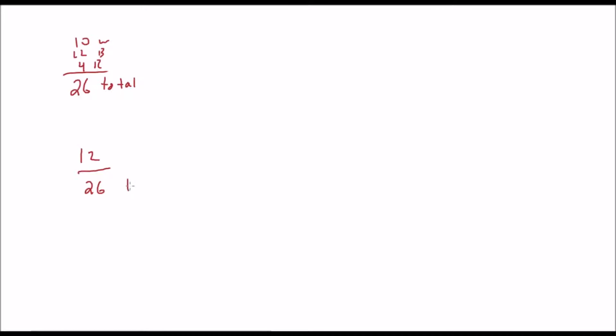Remember, this is total outcomes over potential outcomes, or favorable. Sorry, it wouldn't be potential, it would be favorable. Because we could draw red, that is potential.